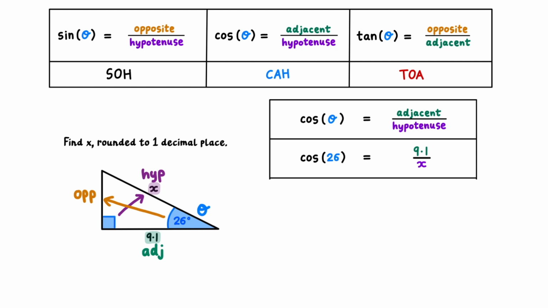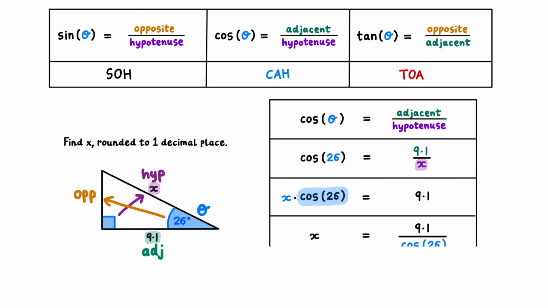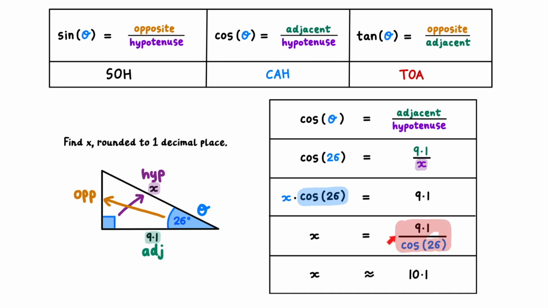Solving for x is a bit trickier here, and that's because the x appears beneath the line in a fraction. As the first step, we can multiply both sides by x to get rid of this division. From here, all we need to do is remove the multiplication by cos of 26. We do this by dividing both sides by cos of 26. Performing the calculation on the right-hand side and rounding to one decimal place gives us the answer that x equals 10.1.